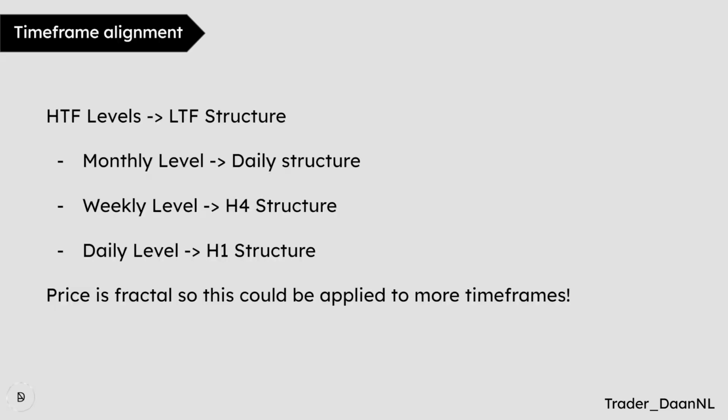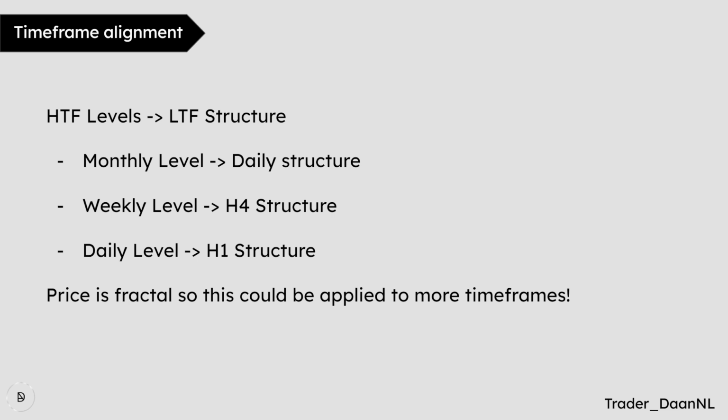But now that we know that price only does 2 things, how do we know how price reaches your draw on liquidity? That is where time frame alignment comes into play. Different time frames are in relation to each other. So when you have determined your bias on the high time frame, you can go towards the lower time frame because that structure will determine how you will reach your high time frame level.